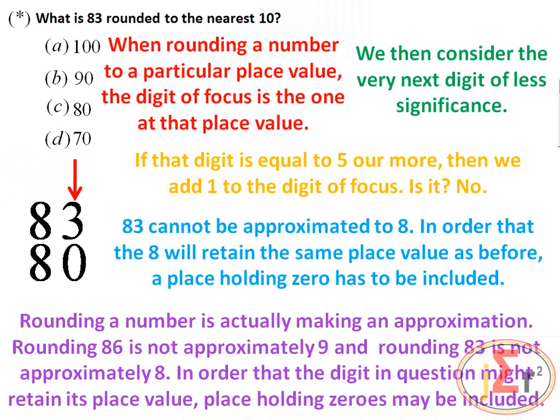Rounding a number is actually making an approximation. Rounding 86 is not approximately 9, and rounding 83 is not approximately 8. In order that the digit in question might retain its place value, place holding zeros may be included. They may also be necessary to be included.